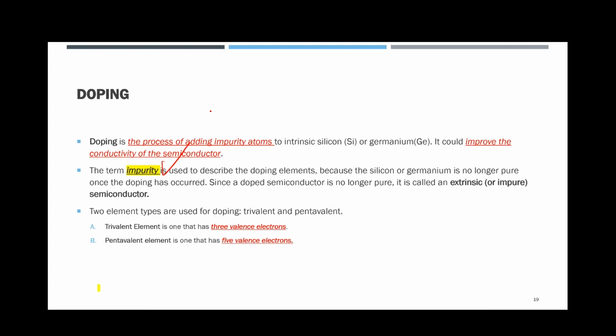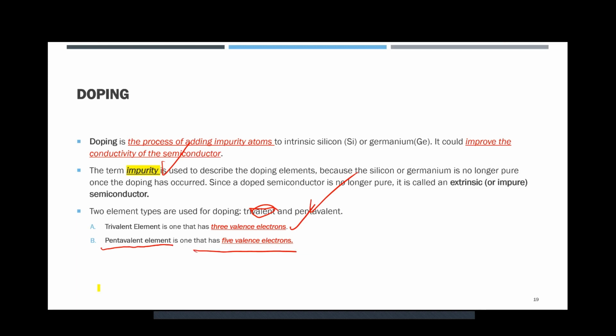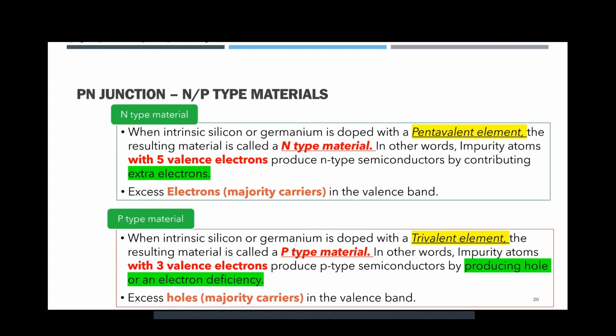Okay, so there are two types of doping elements. One is trivalent, and the other is pentavalent. The trivalent element is one that has three valence electrons, while the pentavalent element is one that has five valence electrons.